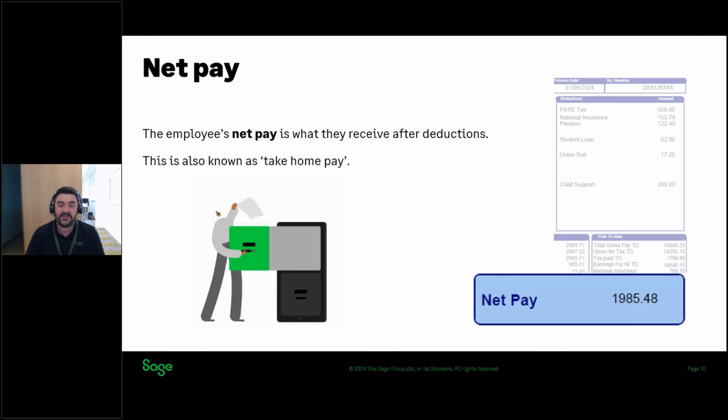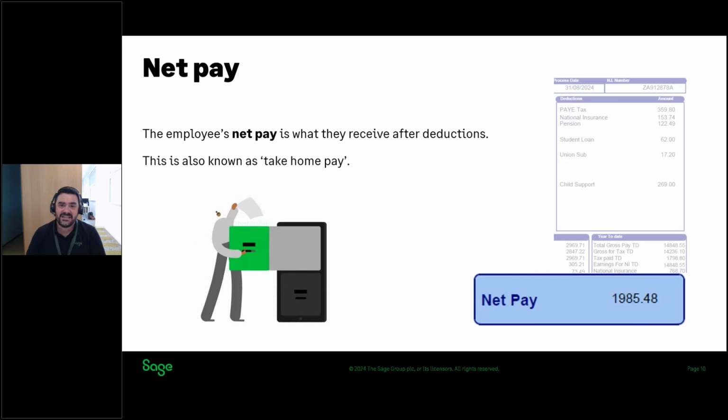The net pay on the payslip is usually pretty prominent. I find it's usually in the bottom right-hand corner. So in this particular image here, you can see the net pay is just under £2,000 for this month. And that is what's left over after all of the deductions that have been taken from the gross pay, which is what we're going to cover in the next section.